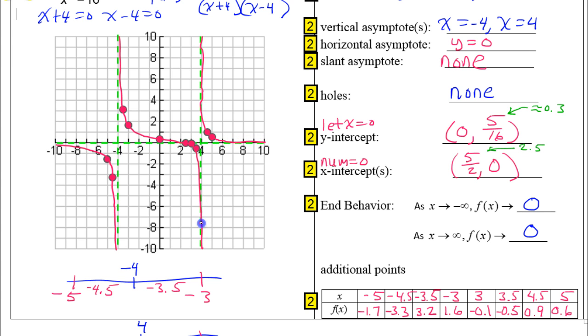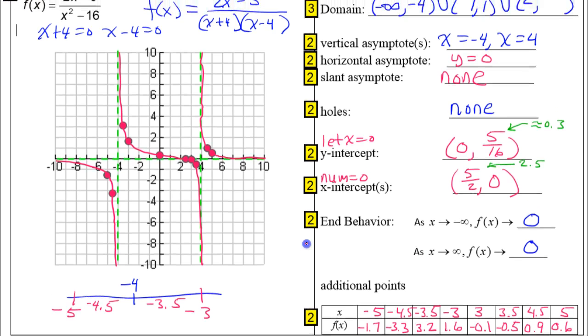Now it looks like it's touching these asymptotes, but in your mind you have to understand that it's getting closer and closer to the asymptote, but it really actually doesn't ever touch the asymptote. All right, so that's what your graph should look like. Notice what I said about the end behavior. On the far left, it's approaching the horizontal asymptote, of course. It's approaching 0. And on the far right, it's approaching 0. So this is the far left, and this is the far right. And that's it for problem number 7.